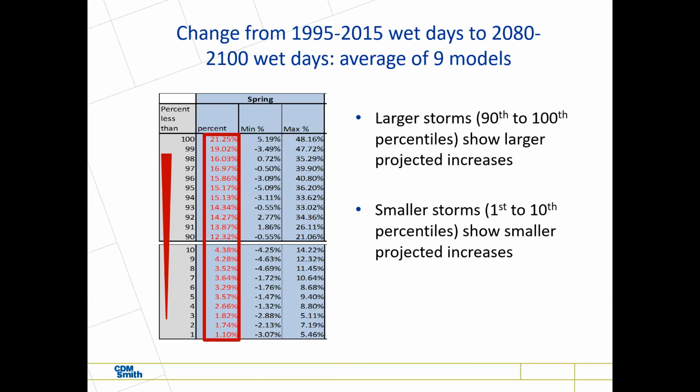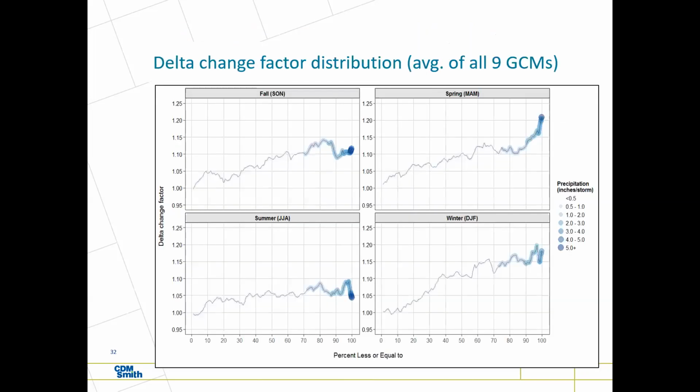So again, very, very clearly, the large storms are increasing dramatically. The small storms are not. On the right, you can see the variation that we got across the 9 models, but we use the ensemble average for this. So now we have a set of percentile changes by storm size and by season.